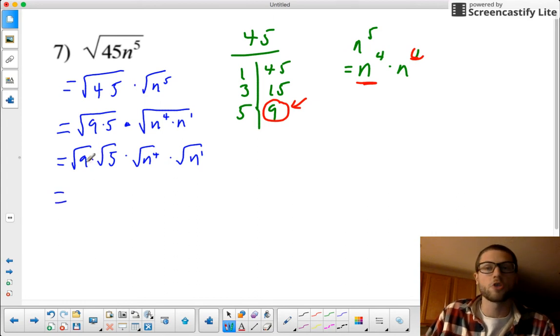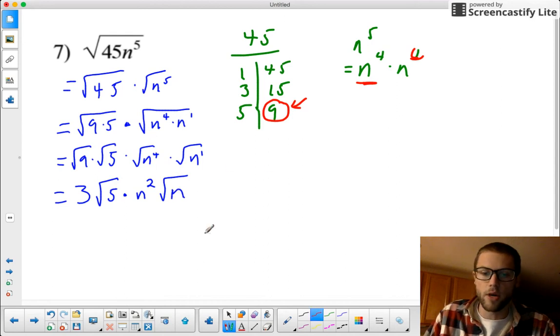I know the square root of 9, that is 3. I don't know the square root of 5, that's not a perfect square, so I'm going to leave that in the radical. This is going to be multiplied by the square root of n to the fourth, which is a perfect square. So this is going to become n squared. And I cannot find the square root of n, so I'm going to leave that inside the radical.